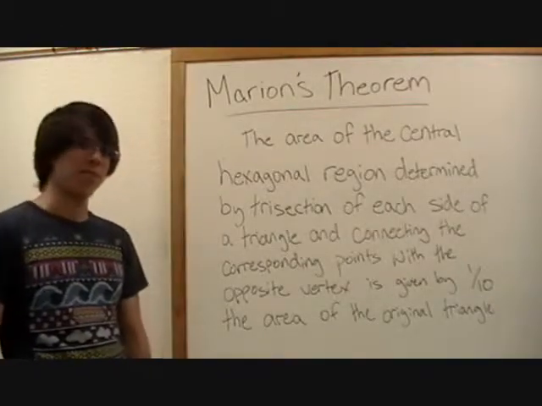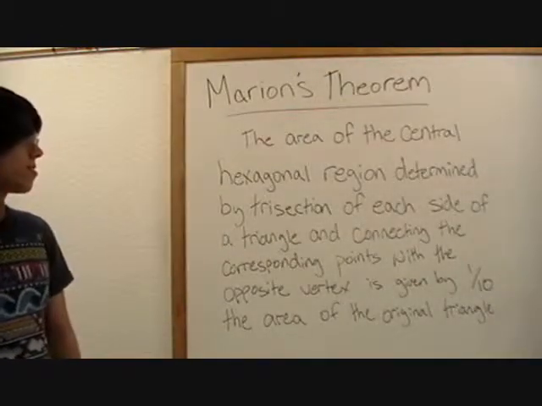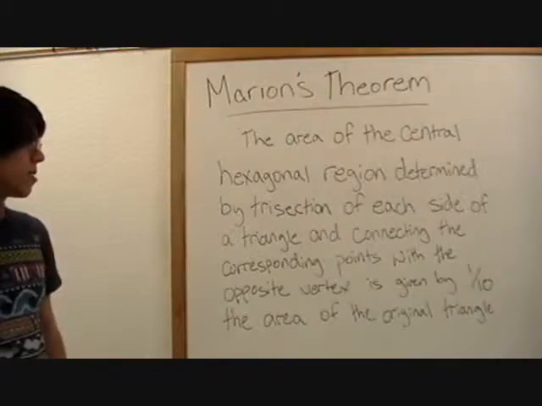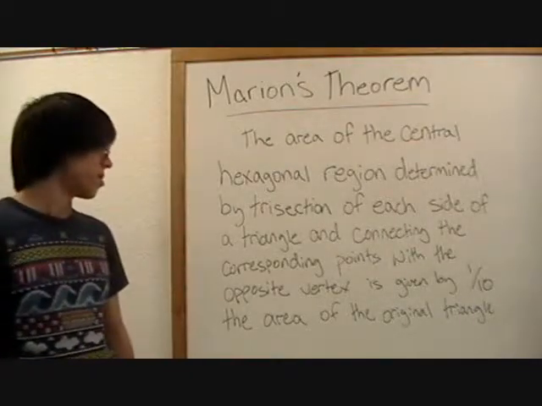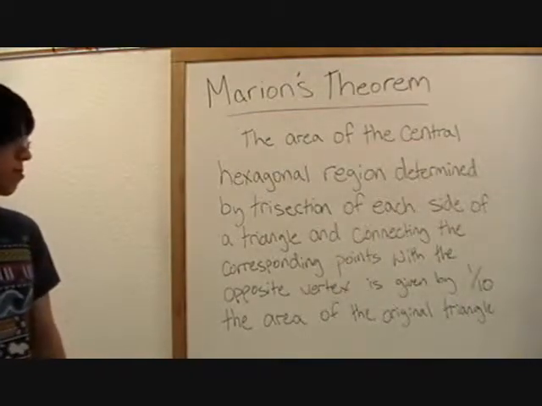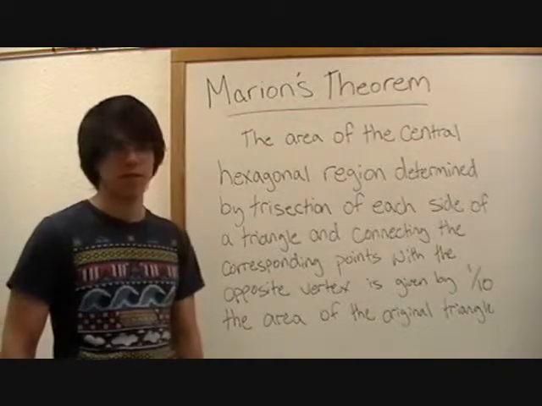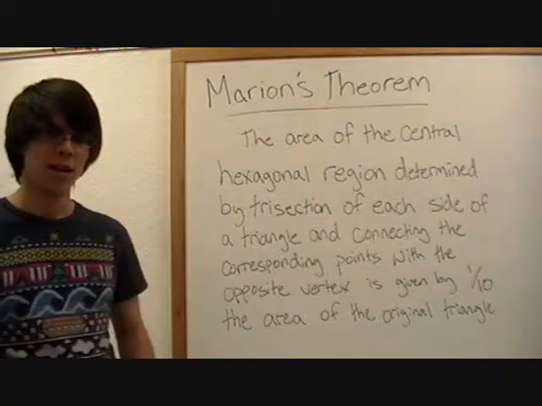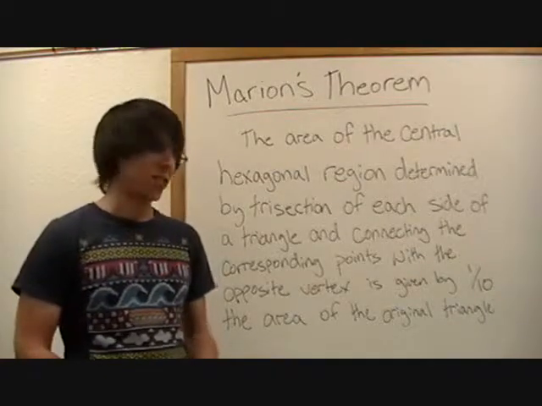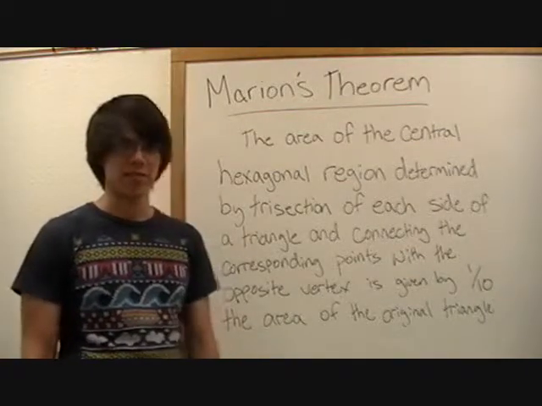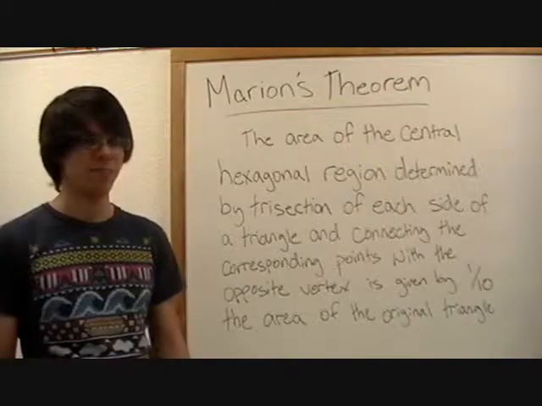Marion's theorem is a theorem that states that the area of a central hexagonal region determined by the trisection of each side of a triangle and connecting the corresponding points with the opposite vertex is given by 1/10 the area of the original triangle.